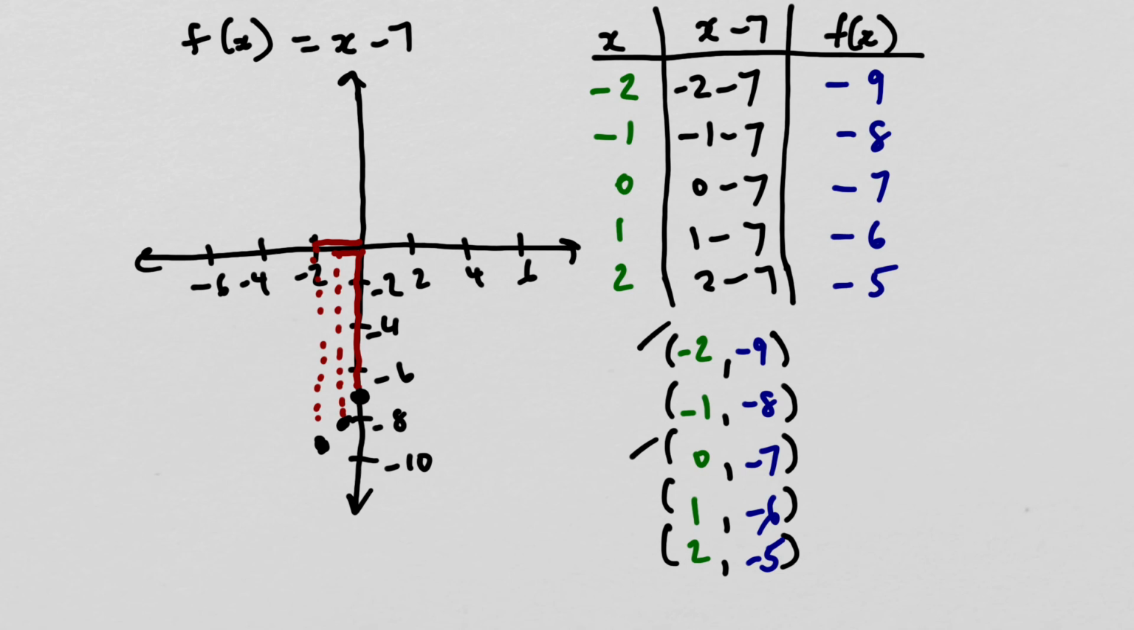Okay. And you'll see the pattern. So the next one will be 1, -6. So that should be right about here. And then the last one is 2, -5, which should be right about here. Okay, so then my graph would look like a straight line like this.